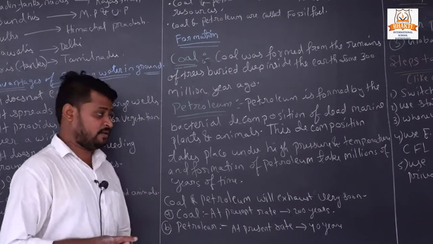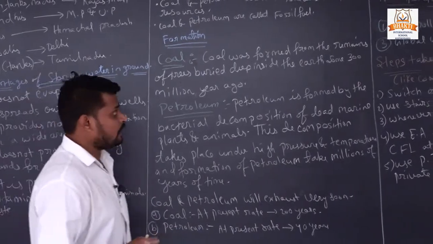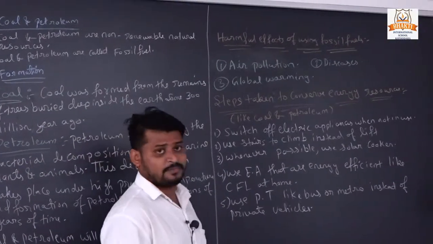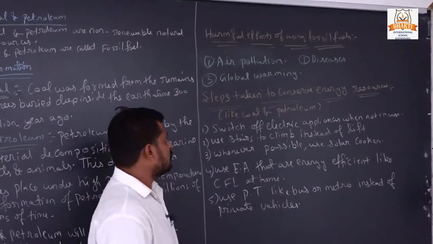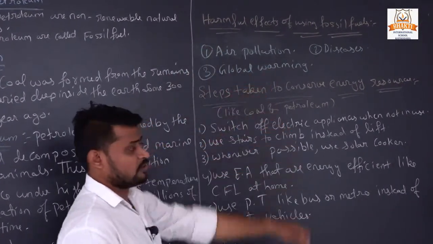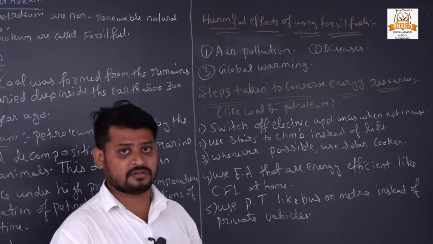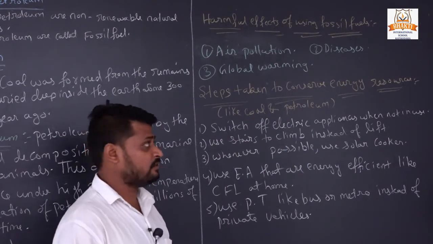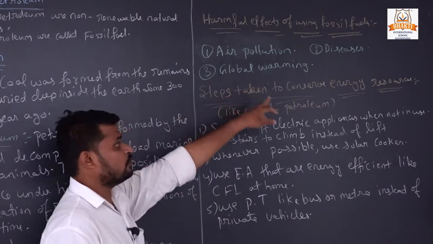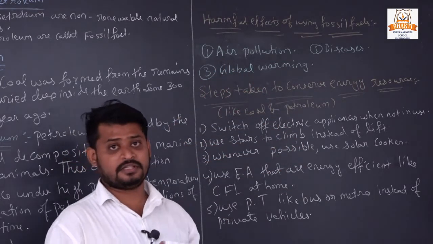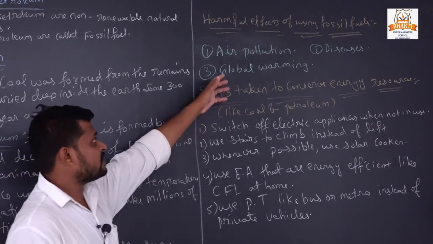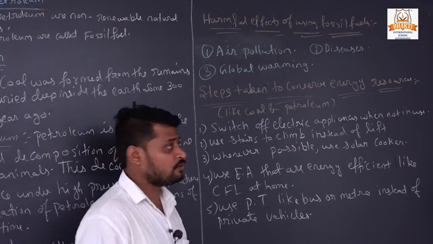Now we are using petroleum and coal as energy, and these are all fossil fuels. But there are some harmful effects that pollute the environment when we use fossil fuel. First, air pollution, second, disease, and third, global warming. After using fossil fuel, these three disadvantages and harmful effects are caused to mankind.